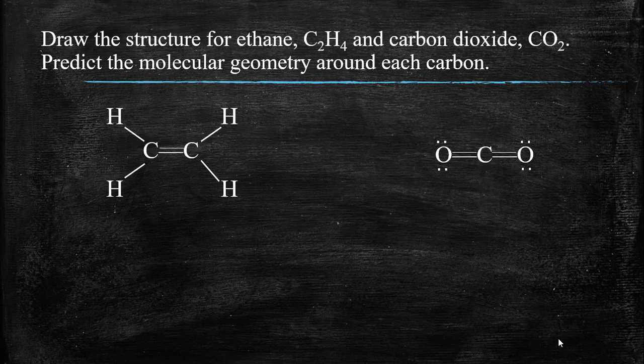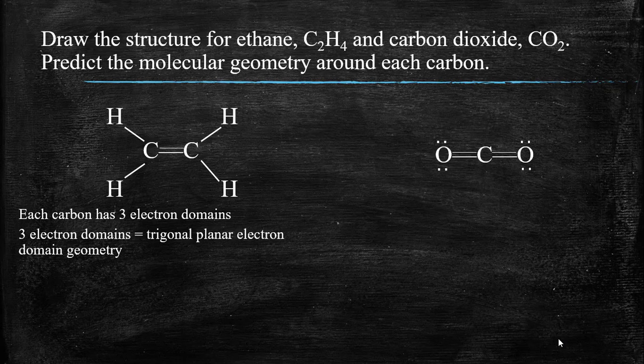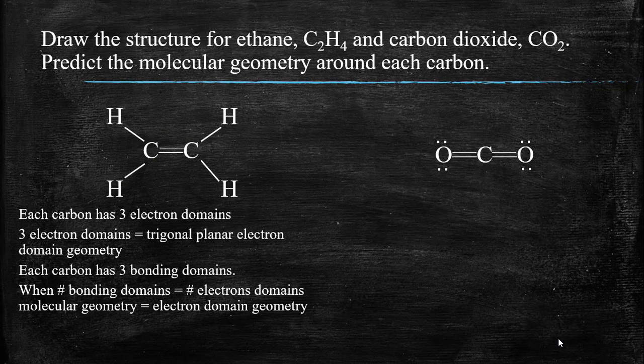Starting with the ethane, the C2H4. Each carbon has 3 electron domains. 3 electron domains is trigonal planar electron domain geometry. Each carbon has 3 bonding domains. As a rule, if the number of bonding domains equals the number of electron domains, the molecular geometry equals the electron domain geometry. So therefore, the molecular geometry around each carbon is trigonal planar.